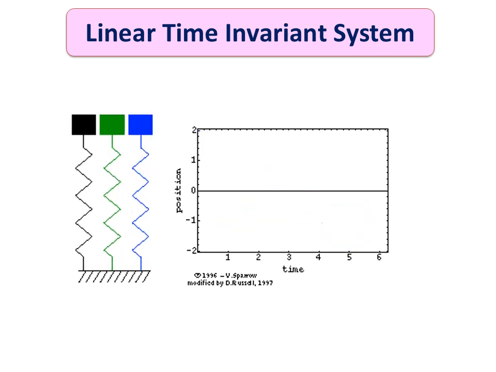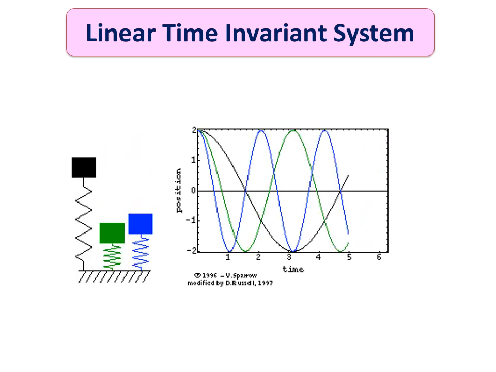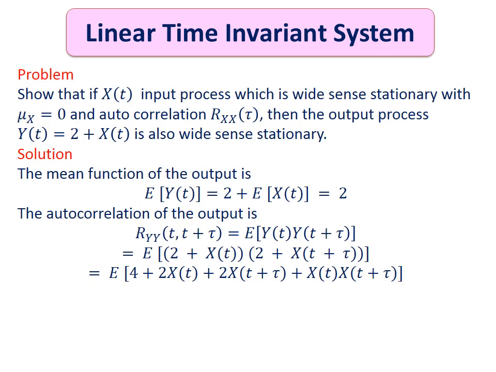Dear students, in this video, we'll see a problem in linear time invariant system. The problem is show that if x of t is the input process, which is WSS with the average value 0 and the autocorrelation which is given, then the output process y of t given as 2 plus x of t is also WSS.